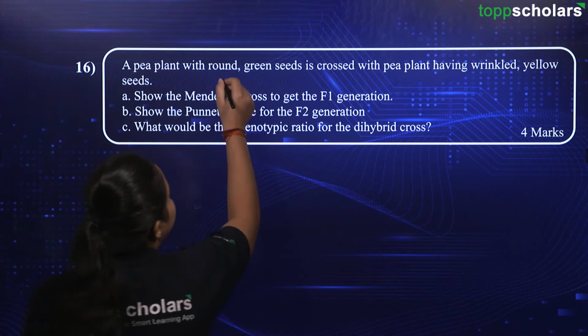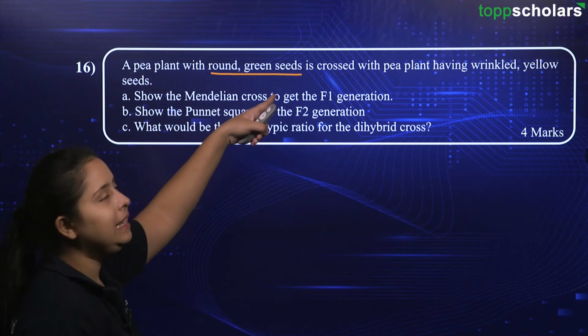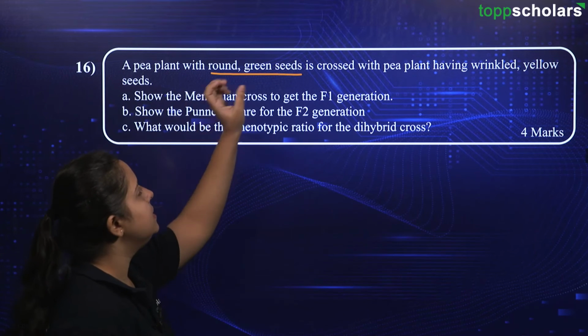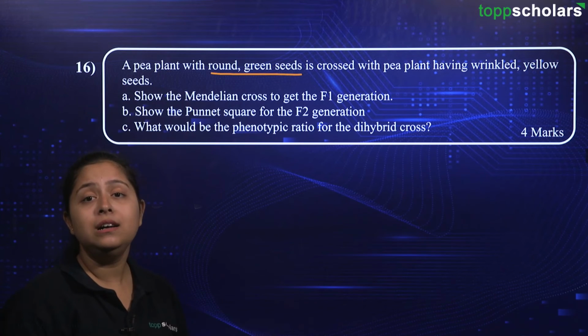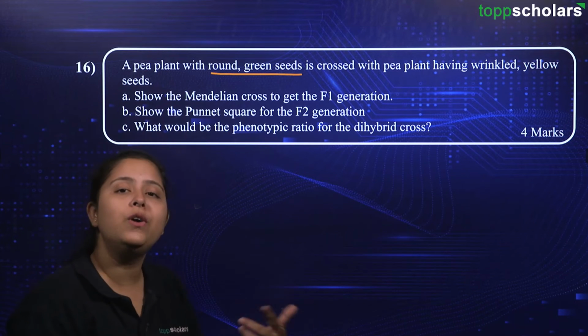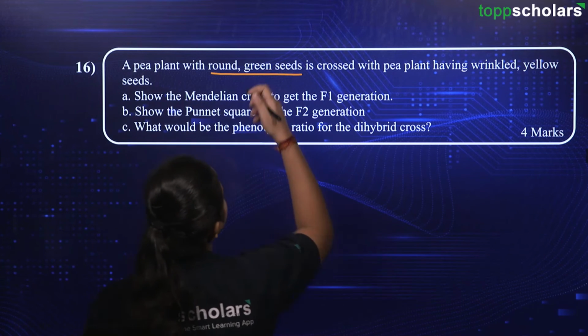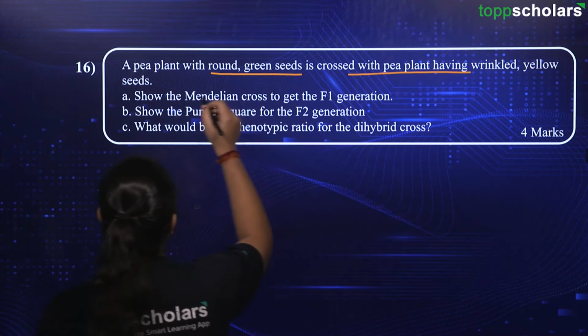The question says a pea plant with round and green seeds. That means you are considering the shape as well as the color. Two traits are being considered, so this becomes a dihybrid cross. In a monohybrid cross, only one trait, that is height, is considered. Here a pea plant with round green seeds is crossed with a pea plant having wrinkled and yellow seeds.